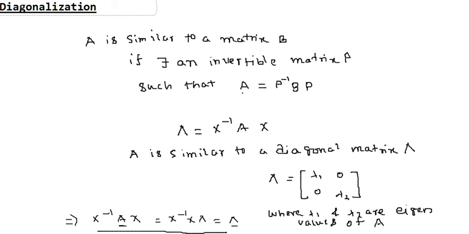So to find the diagonal matrix, we have to find the X first. What is X? X is basically the corresponding eigenvectors. X is X1 and X2, where X1 is an eigenvector of the matrix A, so AX1 is lambda 1 X1. X1 is the eigenvector with respect to the eigenvalue lambda 1, and X2 is the eigenvector with respect to the eigenvalue lambda 2. In this way, for a square matrix we can find a diagonal matrix which is similar to that square matrix.